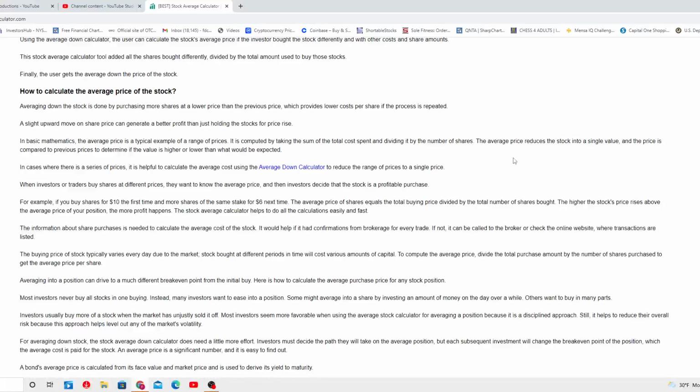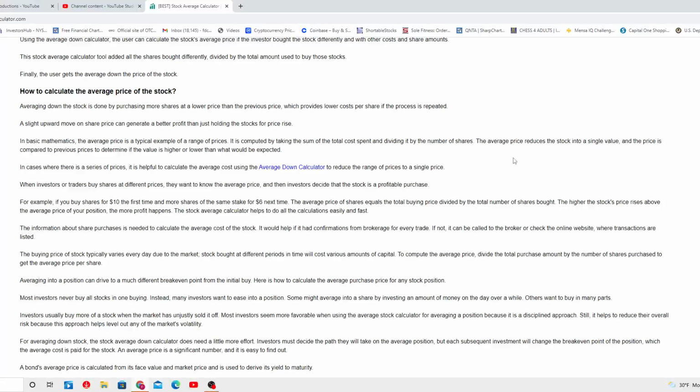The information about share purchases is needed to calculate the average cost of the stock. It will help if we have confirmation from the brokers for every trade. You see, that's what I was trying to talk about. If not, you can call the broker or check the online website where the transactions are listed, which is what I explained. I have to go to my cell phone app to see it. But I don't know if it happens with other platforms, but TD Ameritrade on the computer, like I'm using it right now on my desktop, doesn't show me that. I even tried the settings, it's not there. So I gotta go to my cell phone to see it in TD Ameritrade.